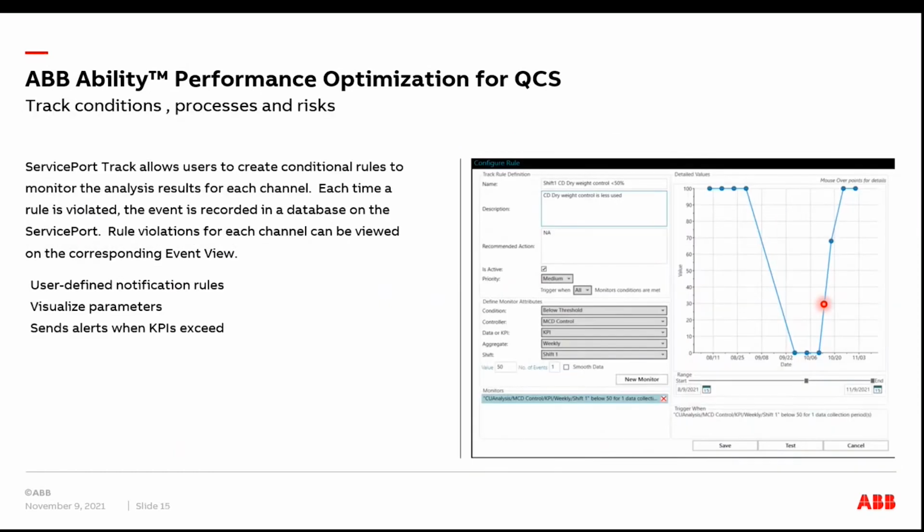Now the service port track rules. This is one of the best features, where we can create rules based on the data we have captured and get notification alerts. These track rules allow users to create conditional rules to monitor the analysis result for each channel. Each time a rule is violated, the event is recorded in the database on the service port. Rule violation for each channel can be viewed on the corresponding event view. Those event views we will see on the next slides. And we can even send alerts when the KPI or any data is exceeded.